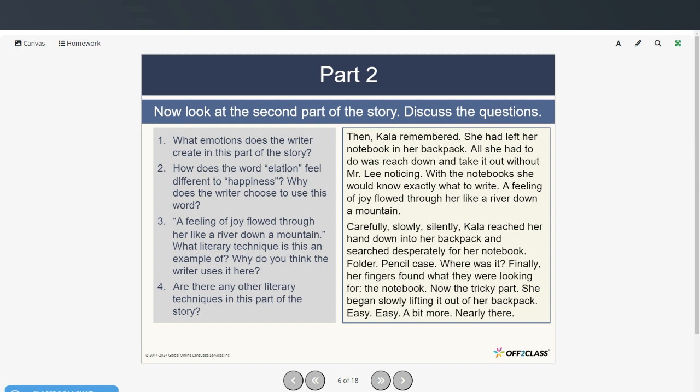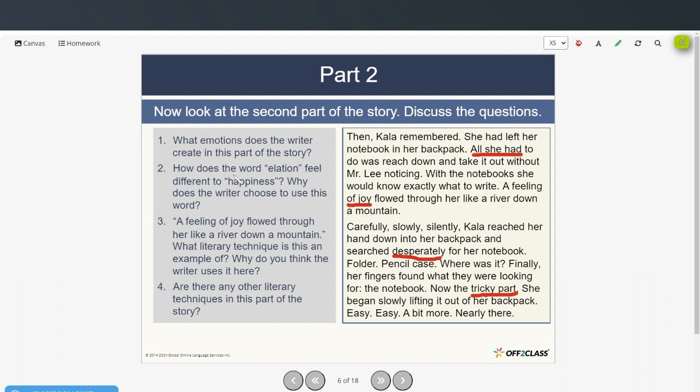All right, so what emotions does the writer create in this part of the story? Well, here she maybe starts to feel a little bit hopeful. You know, she remembered something and all she had to do. A feeling of joy. You know, she starts to feel happy. There's also a feeling maybe of tension, nervousness, and, you know, desperation. The tricky part, knowing that this is a very delicate thing that she's trying to do.